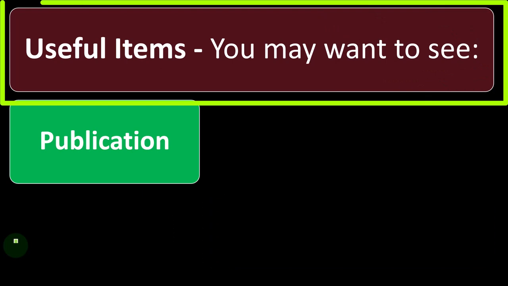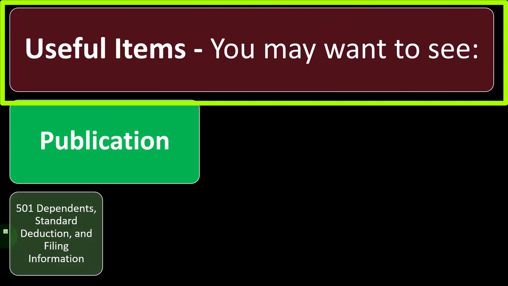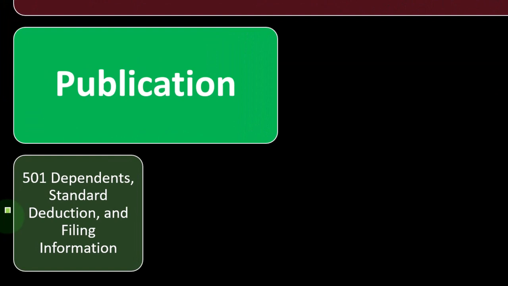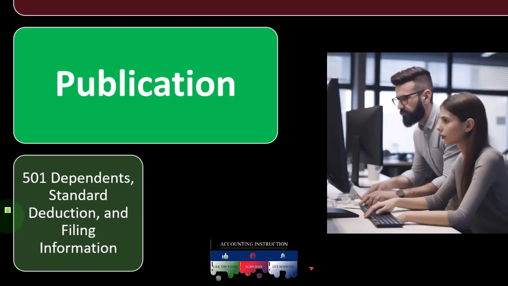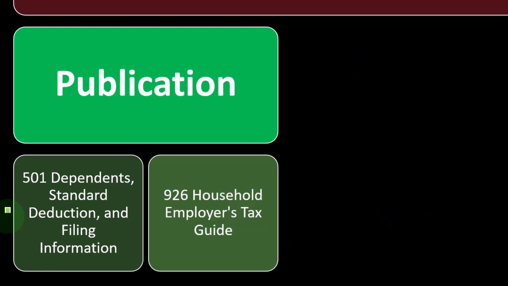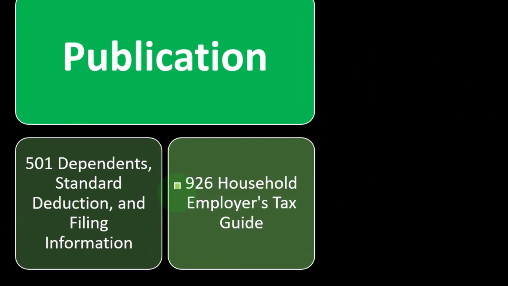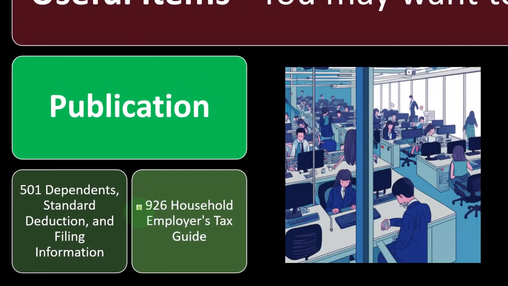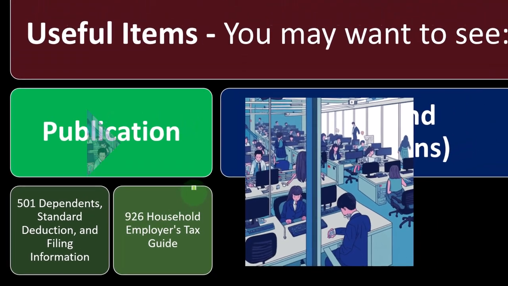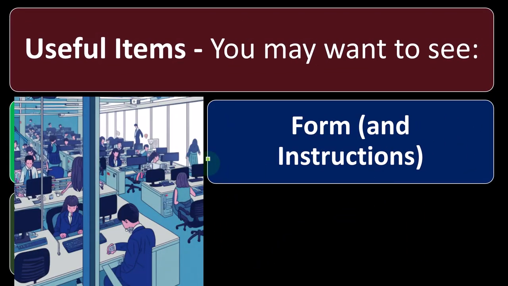Useful items you may want to see. So you got publications. For some of the gray areas, if you want to get into more detail for the research, here are some publications you can find on the IRS website. So you got 501 Dependents. Obviously much of this is going to be related to, does someone qualify as a dependent? So there's some overlap there. The standard deduction and filing information. Then we've got the 926 Household Employer's Tax Guide. So if you're in a situation where you're solving this problem of being able to work by having care from a household employer, then you can dive into that issue, which could deal with Social Security and Medicare and whether you're a household employer.